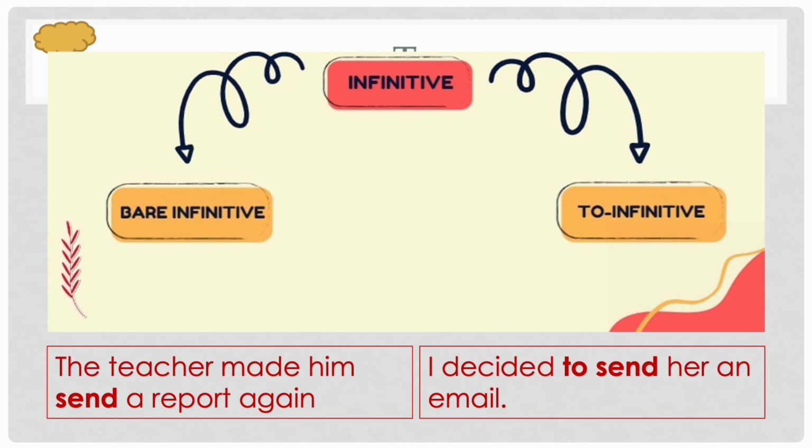The second is the to infinitive, the base verb with to. For example, to send. I decided to send her an email. Both are infinitives, but they are used in different situations.